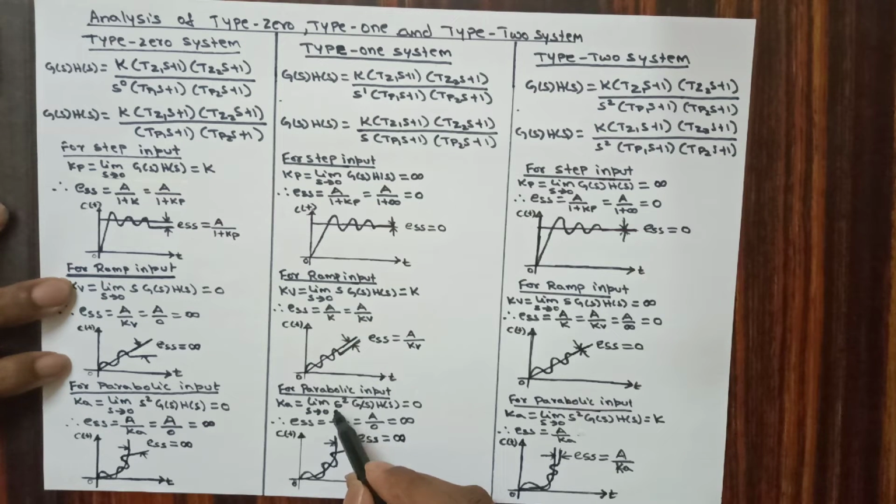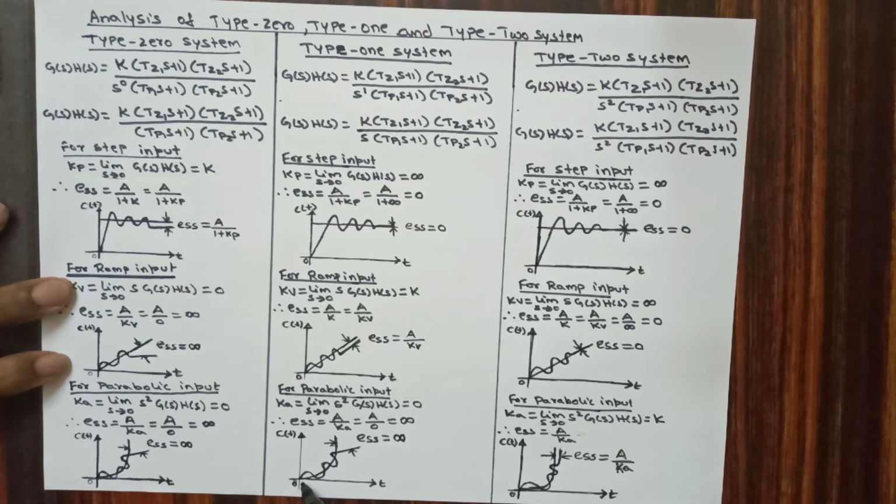If I substitute s is equivalent to 0, anything multiplied with 0 is 0, therefore Ka is equal to 0. In this, the steady state error is equivalent to A divided by Ka. So we know that Ka is 0, that means A by Ka is equivalent to A divided by 0. Anything divided by 0 is infinity. You can observe here in this example, that is type 1 system, when I am applying parabolic input, I am getting some infinite error.